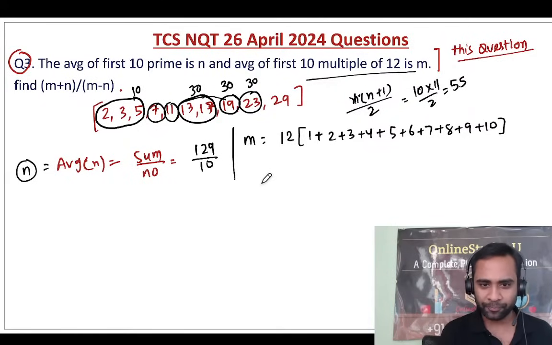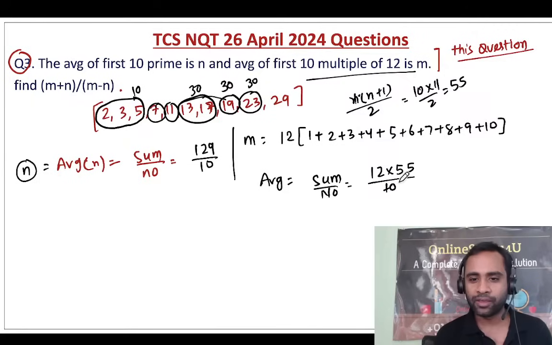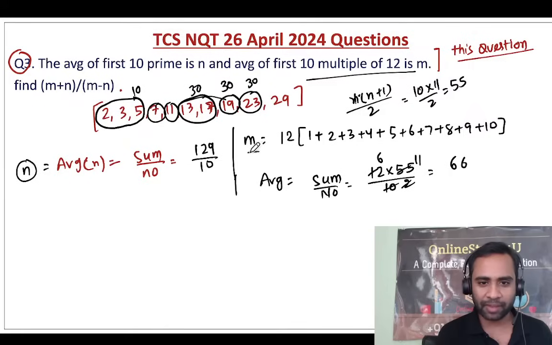So total sum, average will be equal to what? Average will be sum divided by number. Sum is what? So 12 into 55 and then divided by 10, right? Okay. So 5 2s are 10, 11 carry 1, 2 6 carry... So this is nothing but 66. So the value of m is 66.